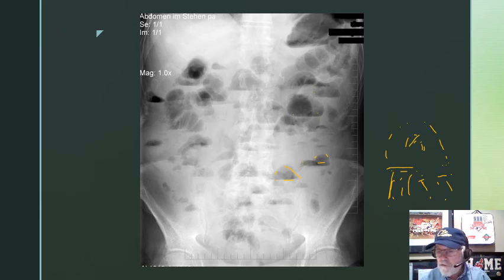As a result, you see that air fluid level, typical of bowel obstruction. So if I see that, it looks like another bowel obstruction. How do you know? I see air fluid levels. Don't you see the air fluid levels, stupid? Anyway, that's what you see there, okay? So those are air fluid levels, and that's intestinal obstruction.